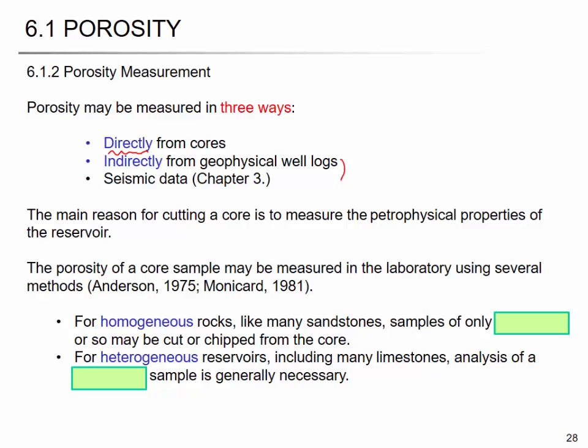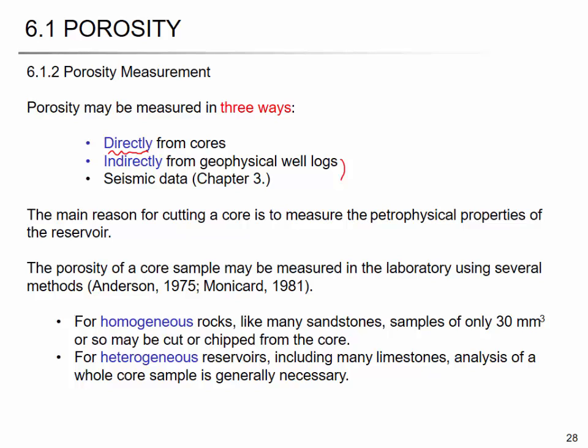So the main reason for cutting a core is to measure the petrophysical properties of the reservoir, including porosity. And porosity may be measured in the laboratory using several methods. For homogeneous rock, like vein sandstone, samples of only small volume, 30 cubic millimeters, may be cut or chipped from the core. If it's a heterogeneous reservoir, including many limestones, analysis of whole core sample is generally necessary.